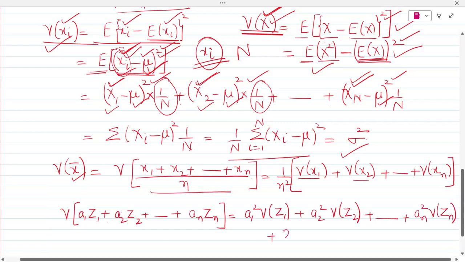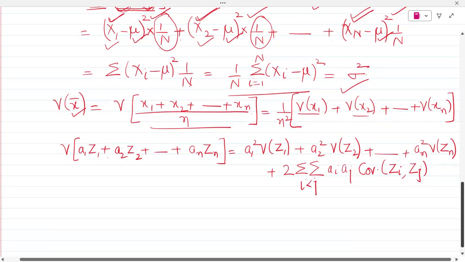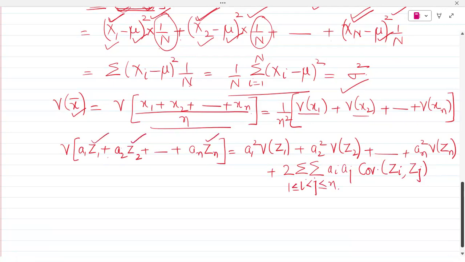and plus 2 times the double summation of ai aj covariance between Zi and Zj. Moreover, here i must be less than j and both are between 1 to n. So actually Z1, Z2, Zn are random variables, and a1, a2, an are arbitrary constants. So the variance of this linear combination of z1, z2, zn is a1 square variance of z1 plus a2 square variance of z2, going on, and this covariance term.